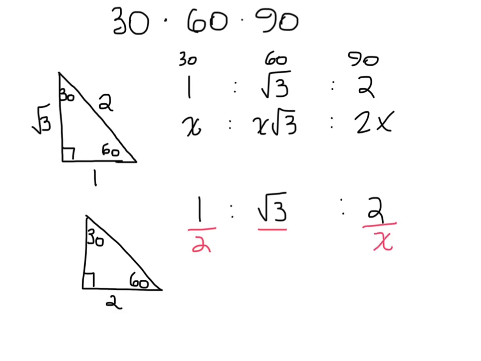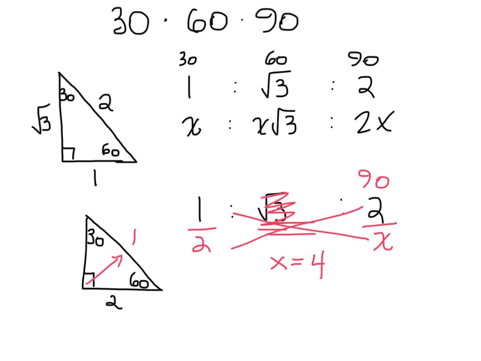Okay, so I'm going to find the side opposite the 90, so I'm going to ignore this. I'm going to make an equal sign here and cross multiply, and I get x equals 4. So the side opposite the 90 is 4. I can now do Pythag if I want, but I'm not going to do that.